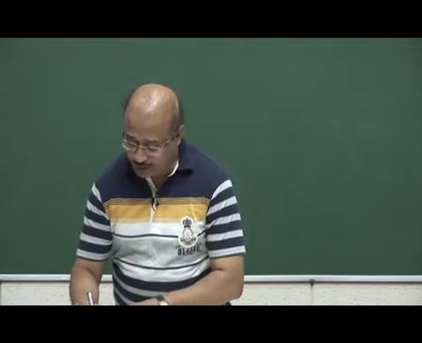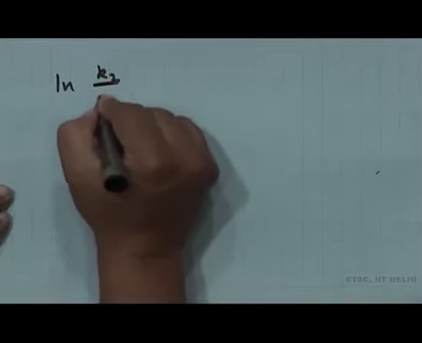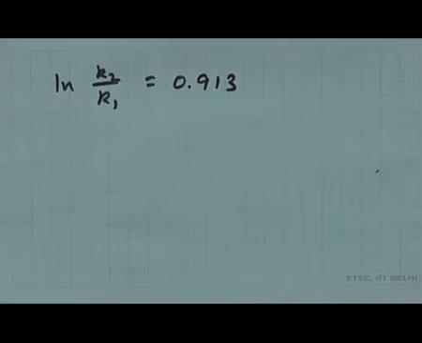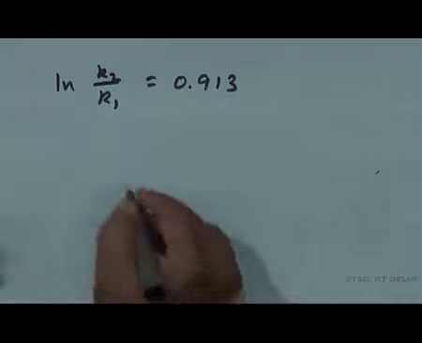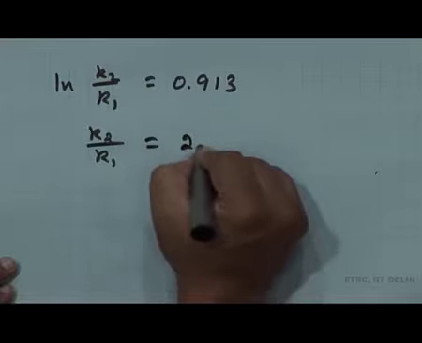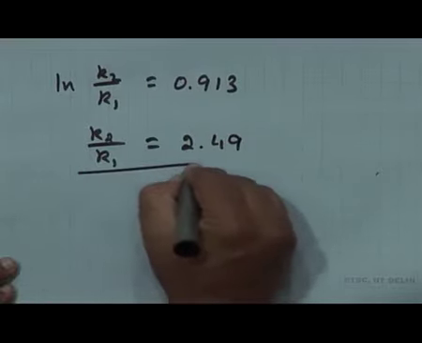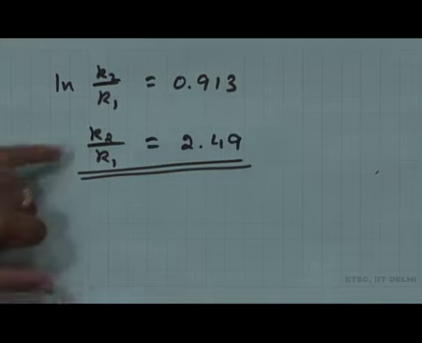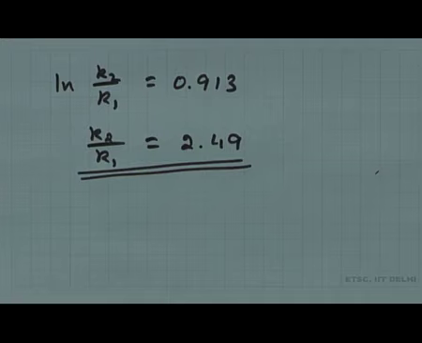When we do the calculations, you check the calculations by yourself, you should be getting natural log of K2 over K1 equal to 0.913. Hence, you take the antilog, and what you will get is K2 over K1 equal to 2.49. This is your answer. So, what you have seen is that for a 10 Kelvin rise in temperature, the rate increases by a factor of about 2.5.